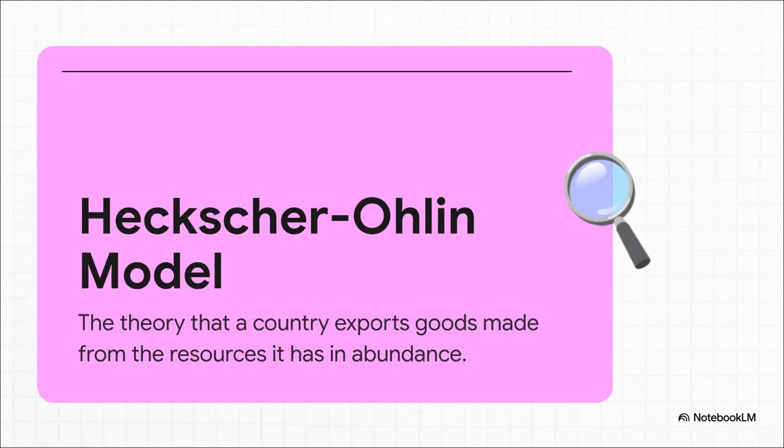Okay, so the classic answer to that question is something called the Heckscher-Ohlin model. Now, that sounds super academic, but the idea itself is incredibly simple. It basically says that countries export stuff that uses a whole lot of whatever they have a whole lot of. Put it this way, you sell to the world what you're already set up to make easily.